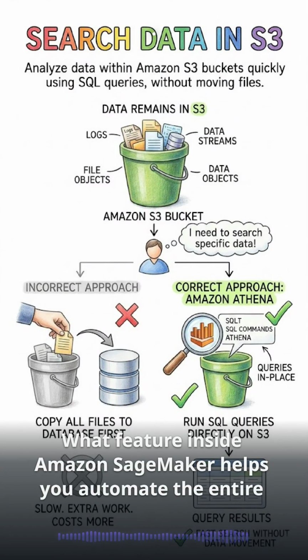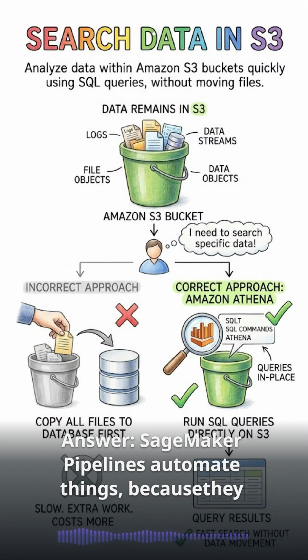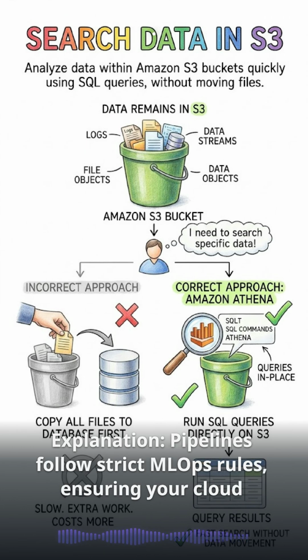18. What feature inside Amazon SageMaker helps you automate the entire process of updating your old models? SageMaker pipelines automate things, because they connect training and testing steps without needing any human touch. Pipelines follow strict MLOps rules, ensuring your cloud models always remain accurate, healthy, and highly useful.